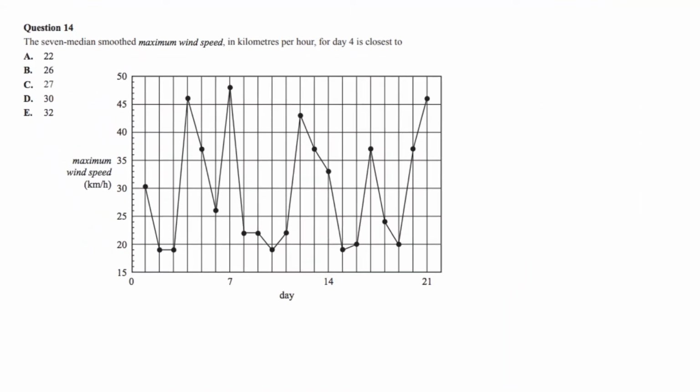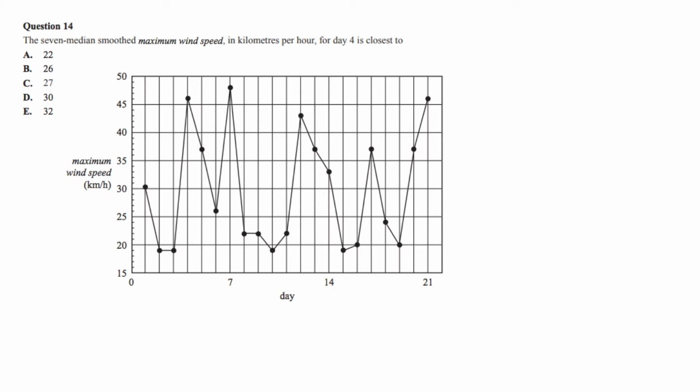In question 14, we are asked to determine the 7 median smooth maximum wind speed in kilometers per hour for day 4. First of all, the position of the median equals n plus 1 all divided by 2. In this case, n equals 7 because we have 7 median smooth data. So 7 plus 1 equals 8 divided by 2 equals 4. So we are looking for the fourth score. Looking at the time series, the fourth score is actually day 4.